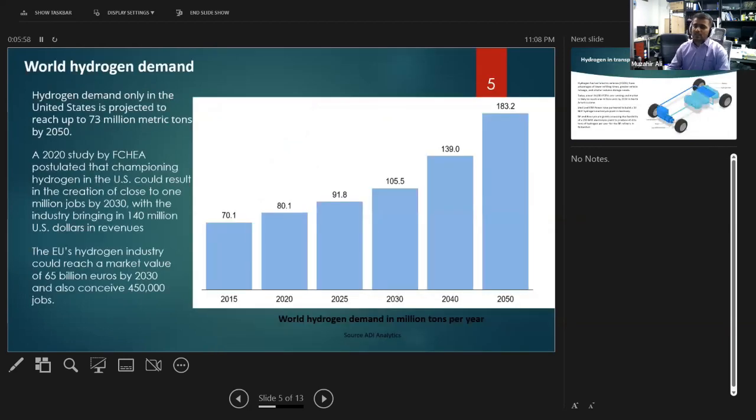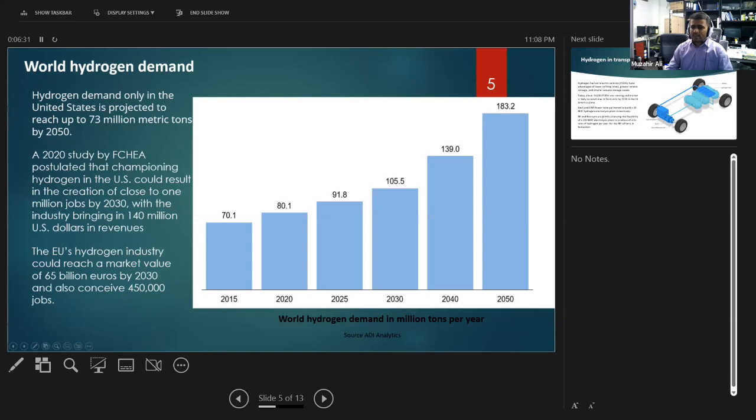So how is the hydrogen demand going? For example, hydrogen demand only in the United States is projected to reach up to 773 million metric tons by 2050. So the hydrogen demand is increasing day by day. It means that there are a lot of opportunities, and there will be a lot of jobs related to these sectors. So we can focus on these things.